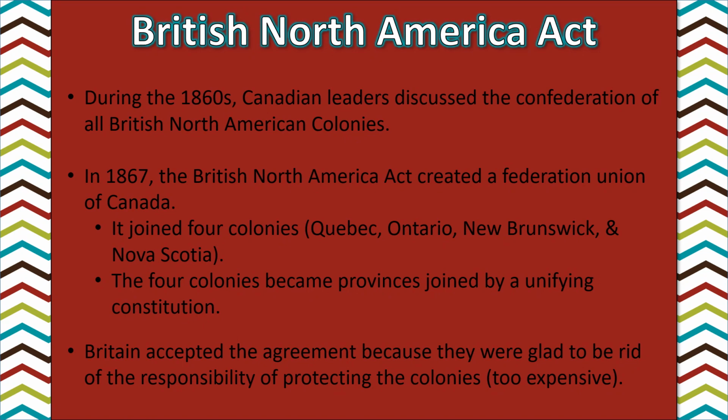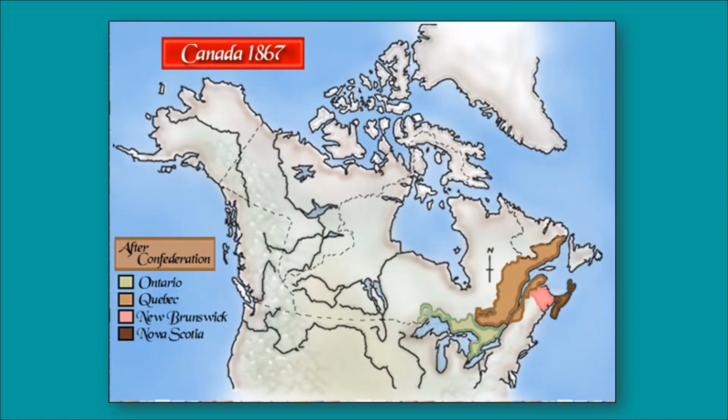So it joins the colonies of Quebec, Ontario, New Brunswick, and Nova Scotia. So Britain accepted the agreement, and because of that, they are protecting those colonies, which is too expensive, because in Canada it's making dollars. So in Canada in 1867, upon looking at the political map after the Confederation, we have Ontario, Quebec, New Brunswick, and Nova Scotia.